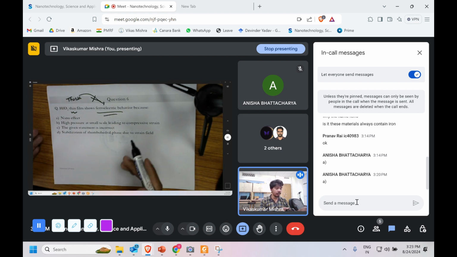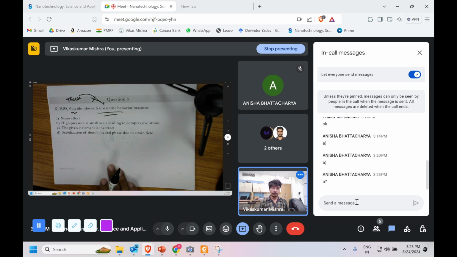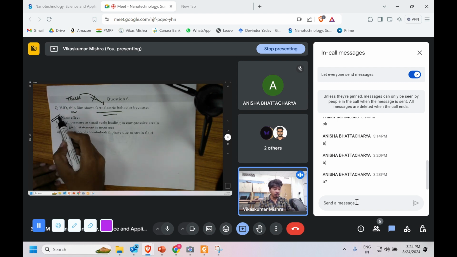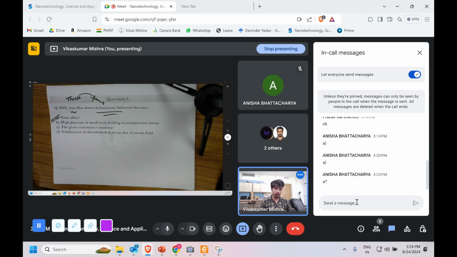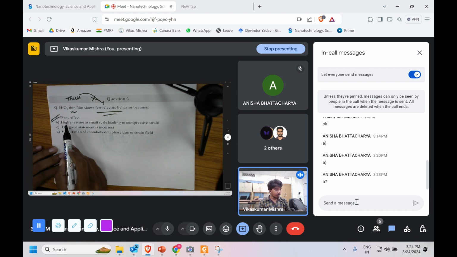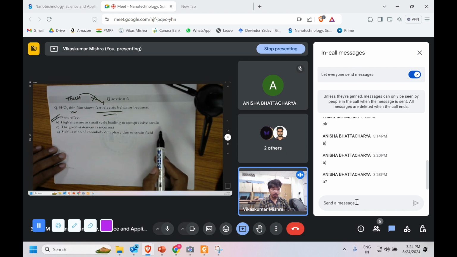So what are the possible reasons? What is your opinion, what can be the right answer? A is a nano effect. Yeah, that is one of the answers, right? Now what that particular nano effect is, is something we need to know. So the first answer is right. Let me tell you one more thing, that multiple answers are right in this question. It's a multiple selection type. So what is this nano effect that is happening? High pressure at the small scale leading to compressive strain.